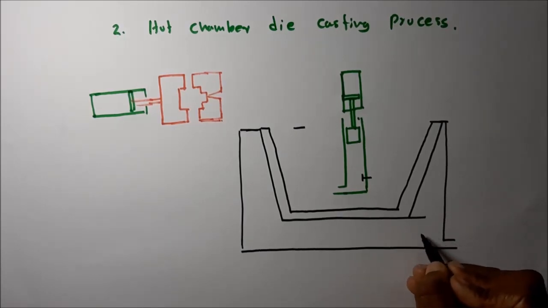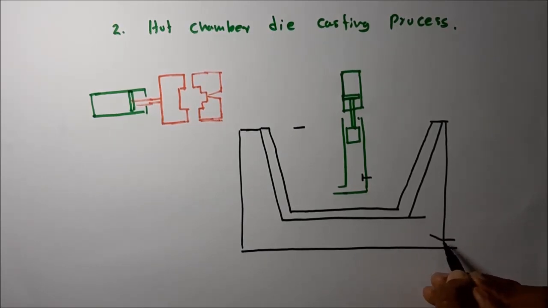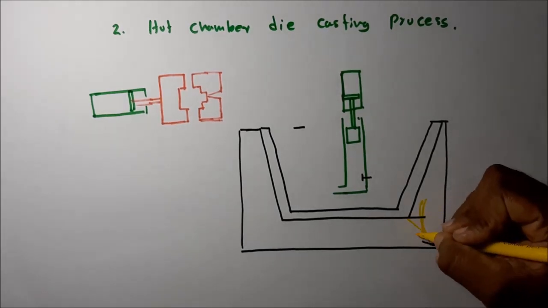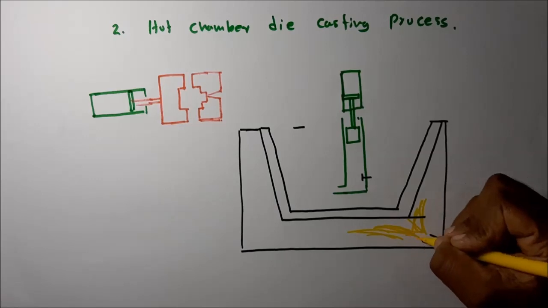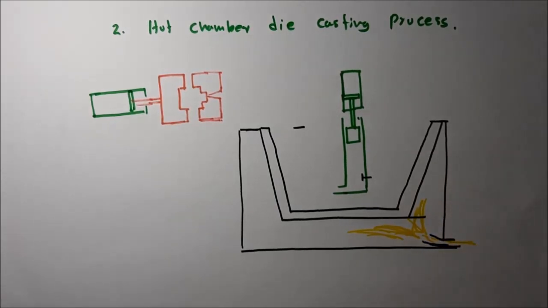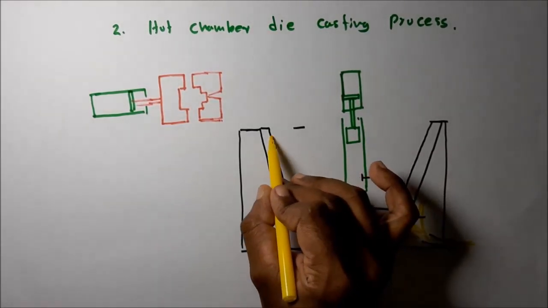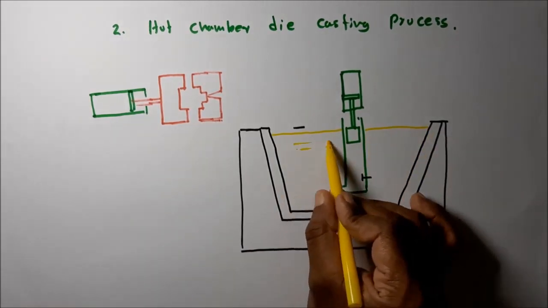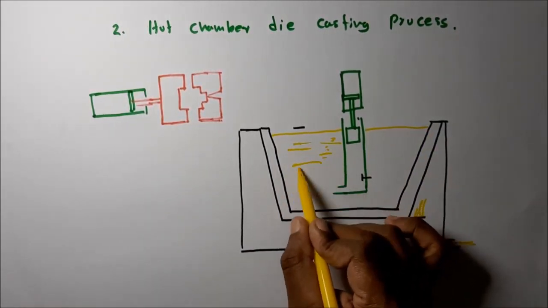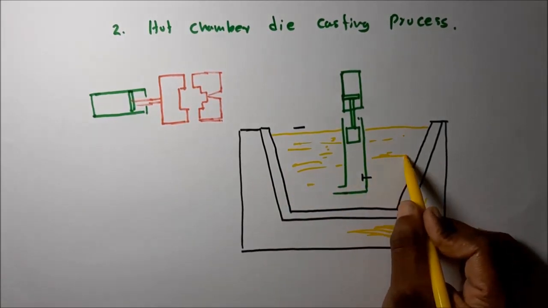That means the flame or heating hot air is applied at the bottom. Okay. Then this is the molten metal. This is the molten metal. The molten metal fills this molten metal pool. Okay.